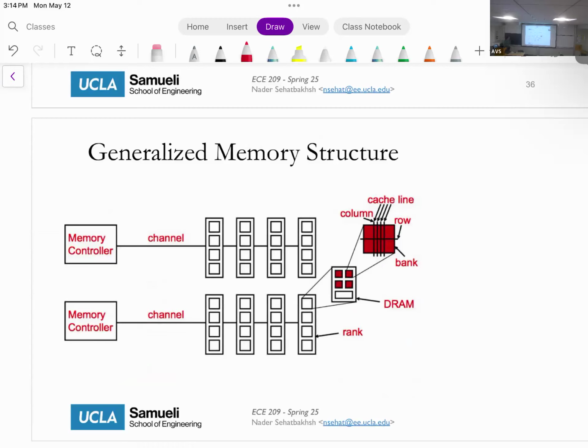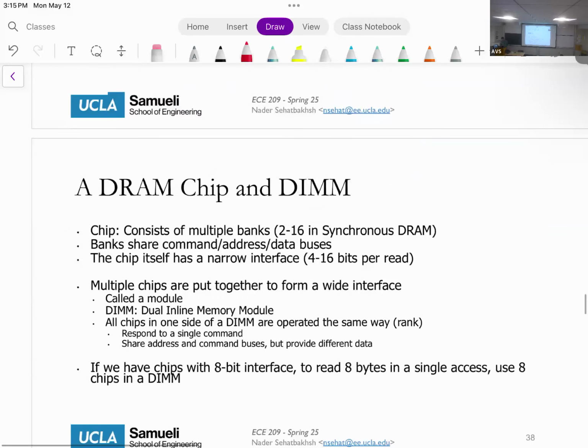All right, so just a summary of what we discussed for DRAM. The memory controller has a channel. In the channel, there are ranks, for example 2 ranks or 4 ranks. Within each rank, you have banks. Within each bank, you have rows and columns, and that gives you the generalized memory structure.